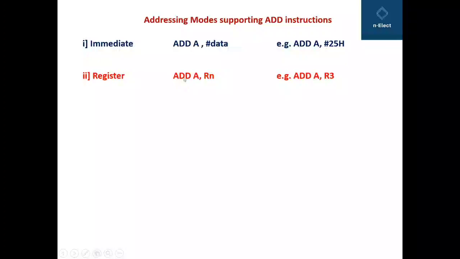Then the add instruction which supports register addressing mode. Here the syntax is ADD A, Rn. Here Rn can be any register from R0 to R7. An example can be written like this: ADD A, R3. Here the contents of register R3 will be added to the contents of accumulator, and the sum will be stored in accumulator.